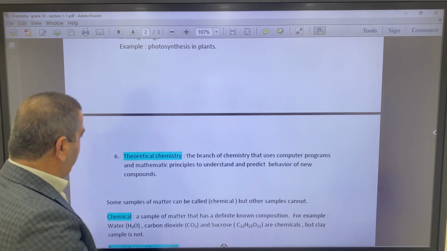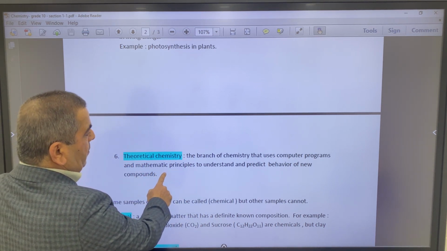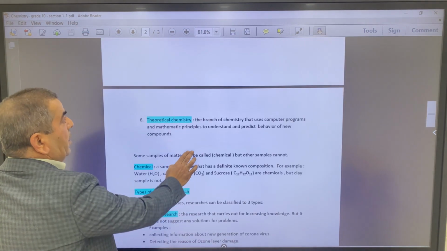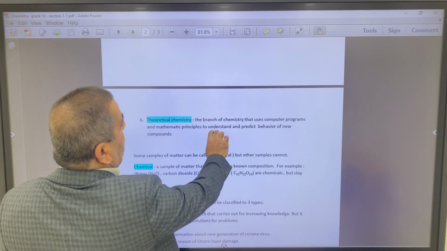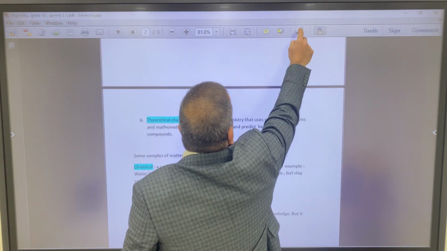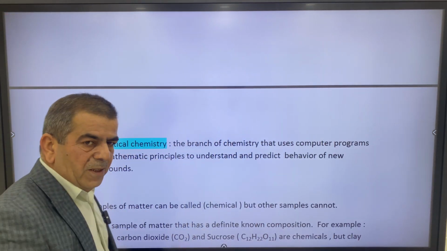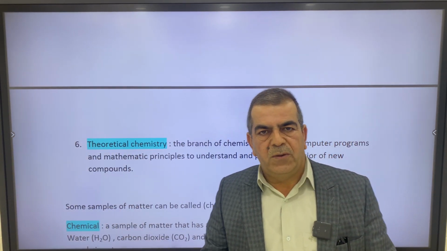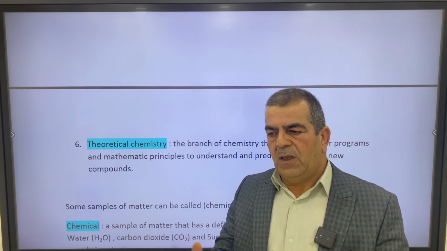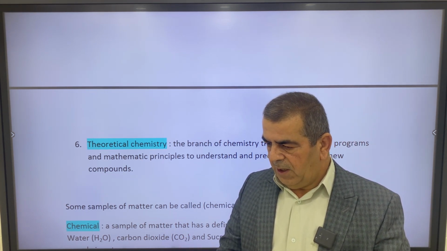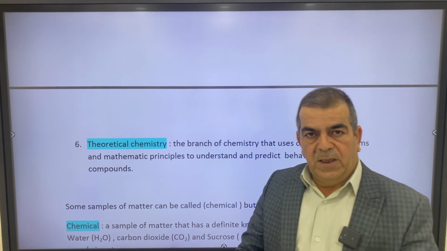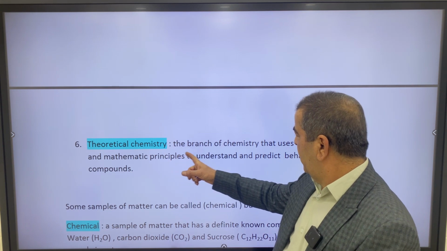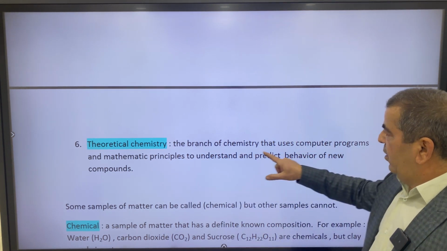And finally, we have theoretical chemistry. What is theoretical chemistry? When you hear something called theory, it means something related to mathematics and computers, which means not applicable, and let's say no materials used. The only thing that we use in theoretical chemistry is the computer, okay?